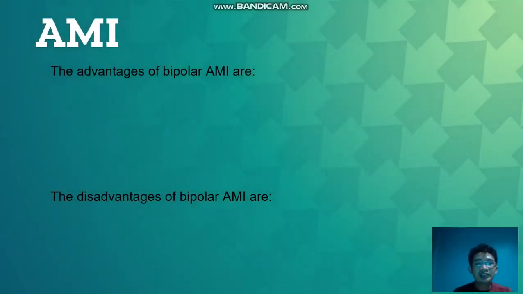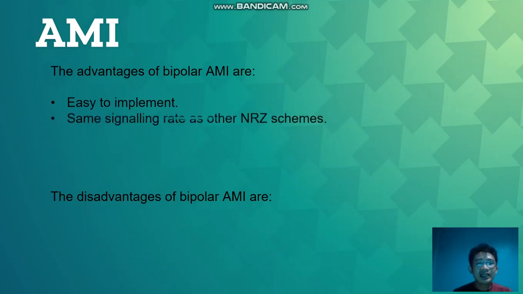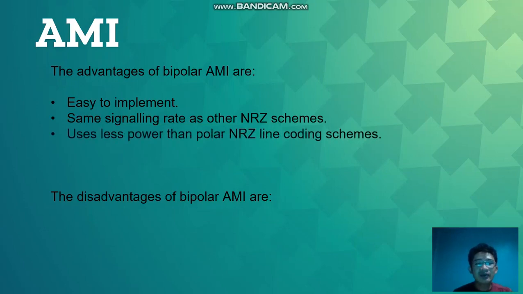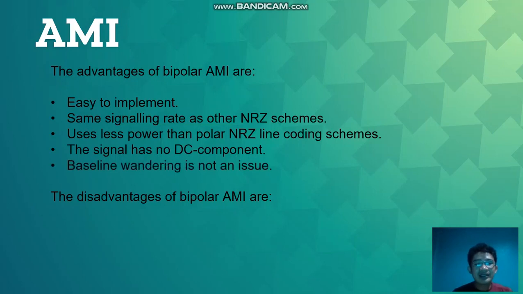The advantages of the bipolar AMI are: first, easy to implement. Second, same signaling rate as other NRZ schemes. Third, uses less power than polar NRZ line coding schemes. Fourth, the signal has no DC component. Lastly, baseline wandering is not an issue.